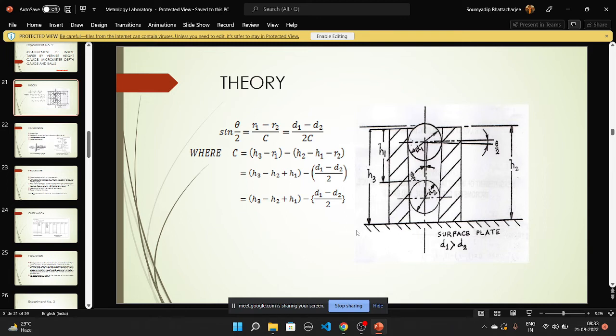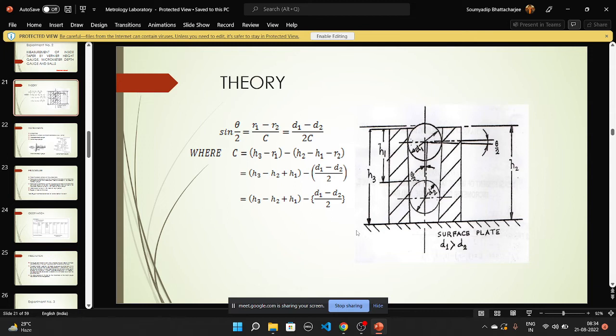Now see how we would find C. C is the center distance between the two balls. How do you find C? You see, first you have H3 minus R1. First you take the measurement of H3 minus R1, then H3 minus R1 minus X.